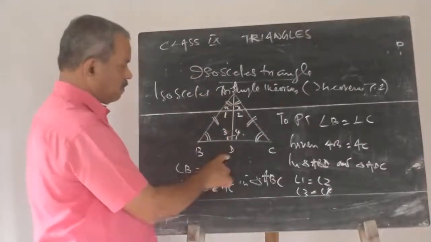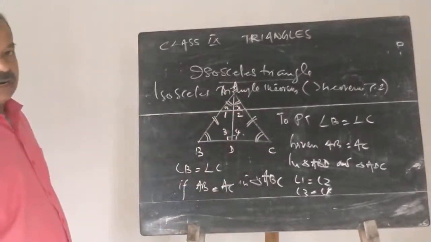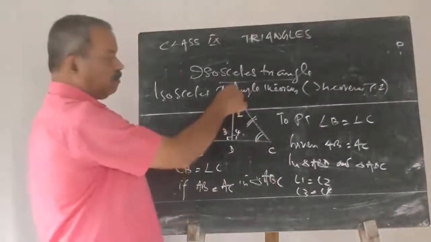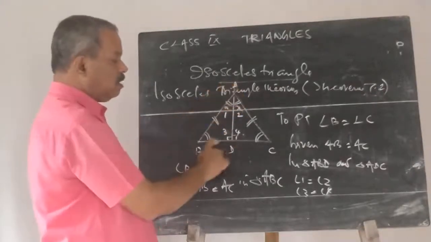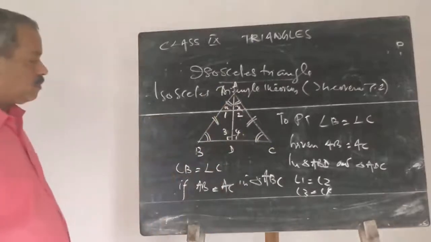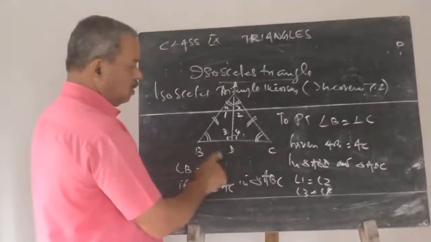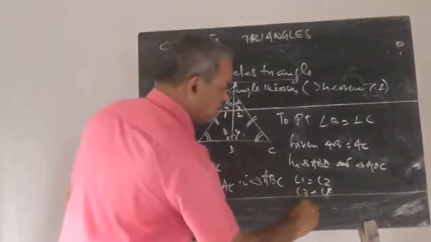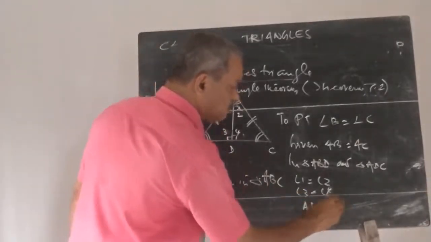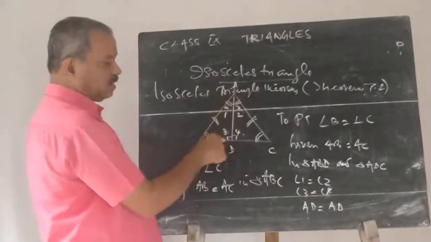But this is the perpendicular. This bisector will be the perpendicular. That is a property of an isosceles triangle. The bisector of the opposite angle will be a perpendicular bisector of the third side. So angle 3 equal to angle 4. Now AD is the common side. AD equal to AD, common side. Common side and two angles.